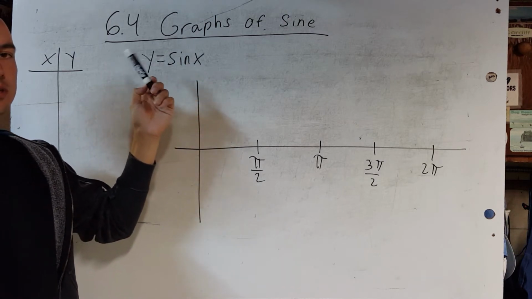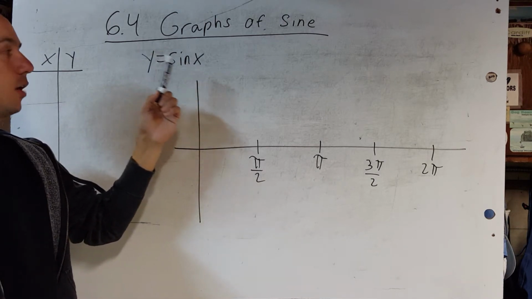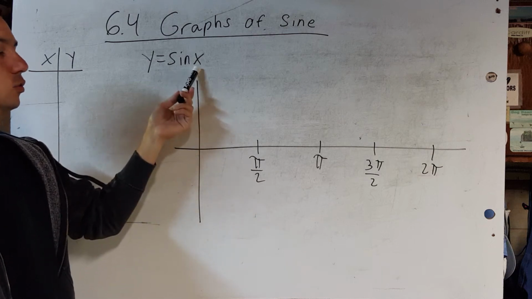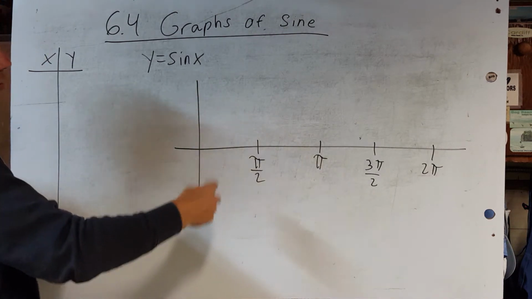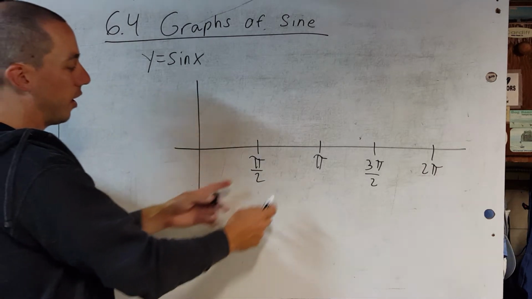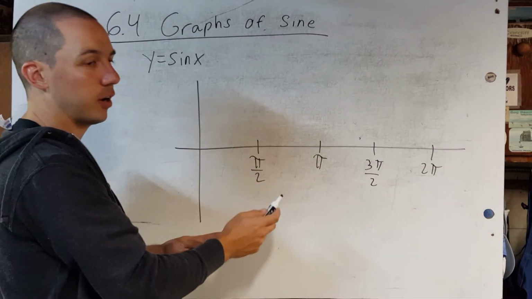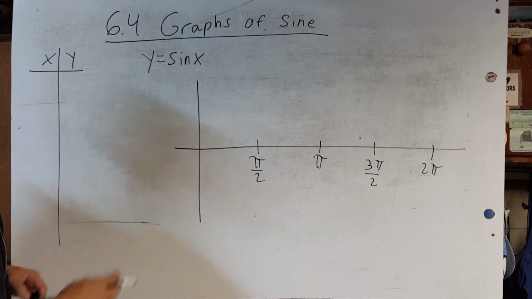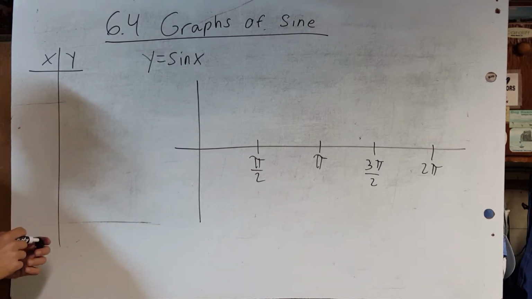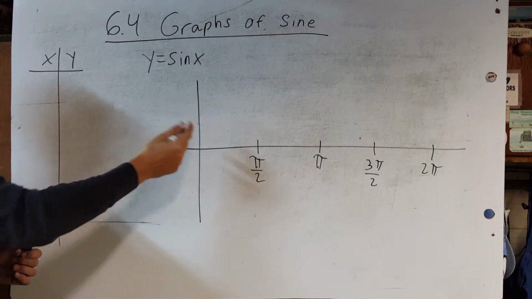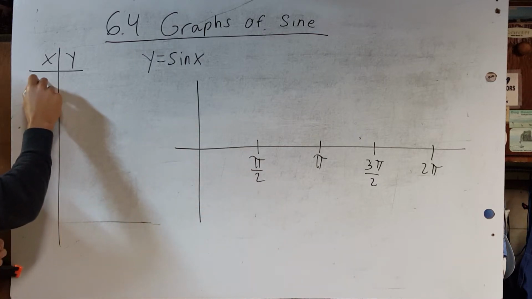And almost 99% of the time when you graph a trig function, your angles will be in radians, not degrees. Later in this lesson, you'll see why I have these values already set up on my graph. But for now, just go with it. And I'm going to pick nice angles for x that will give me values for y that are easy to graph on here. So let's go.